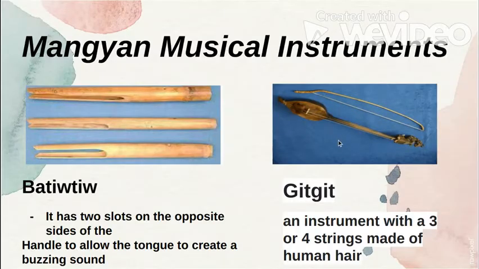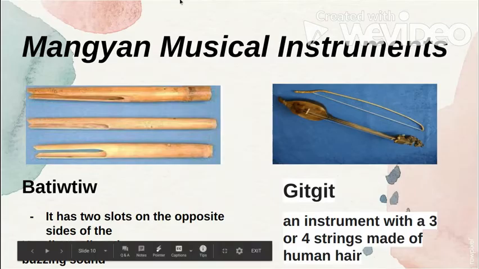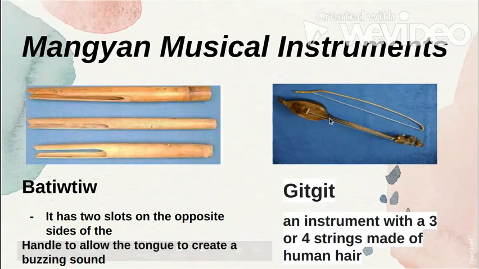Next we have git-git. Git-git is a four-string bowed lute. This is a type of lute with a resonating chamber. It has three to four strings made of human hair. Imagine this one, like a violin, right? In the violin you can see this type of tool, but it is made up of human hair. Not just one hair, they improvise with the use of human hair.